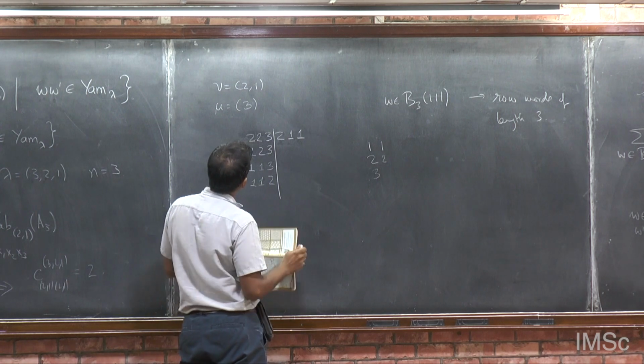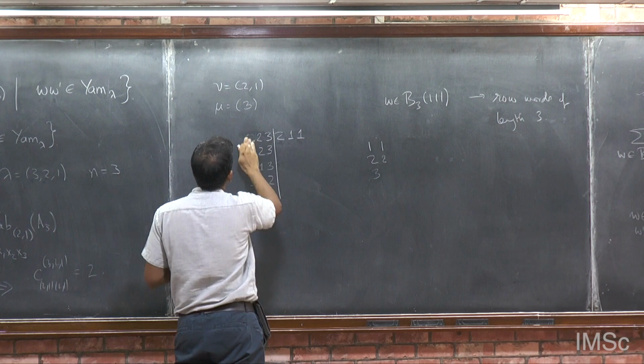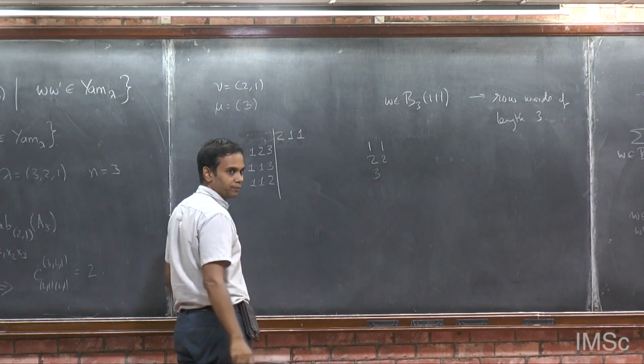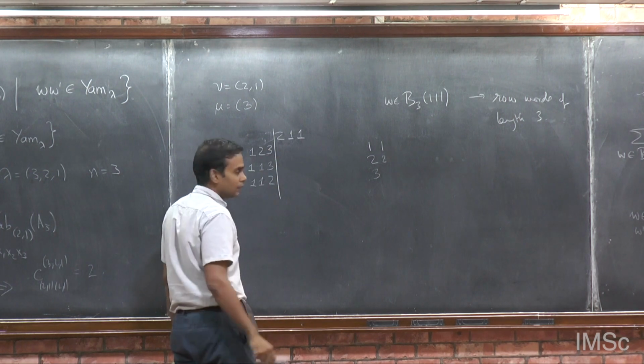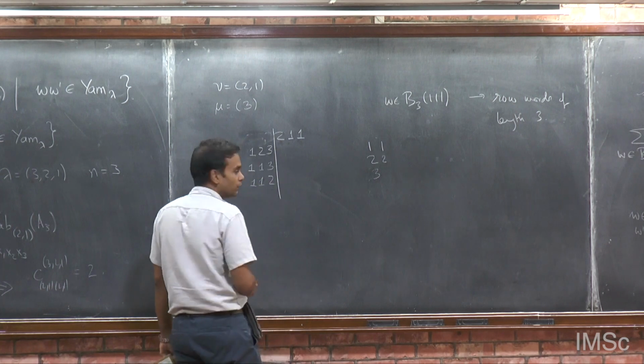Three, 2, 2 is, oh, too many 2s, yeah. So 3, 2, 2 is not allowed. So these are the 3. Now let's look at the weights of these things.